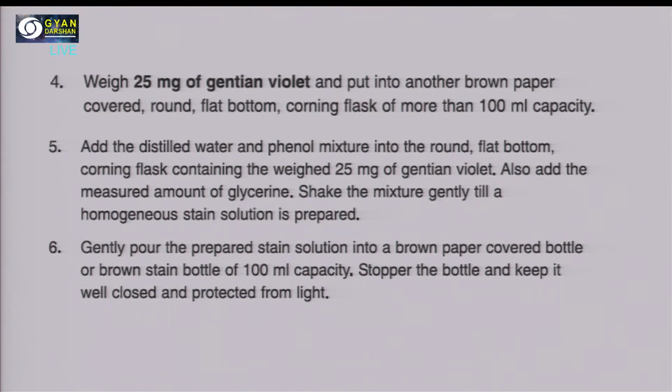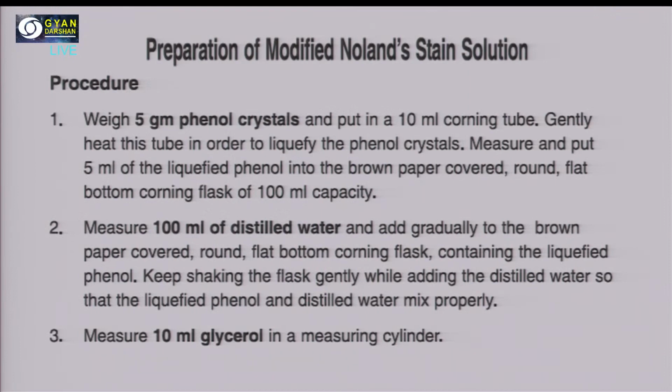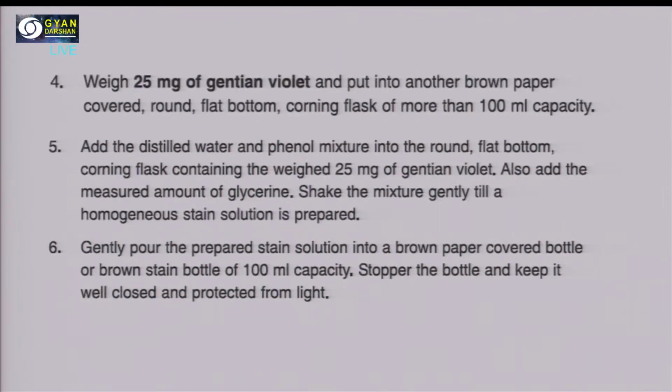Then the phenol crystals which you have already solubilized, or prepared by heating, you add to this 25 mg of gentian violet. Also you add the requisite amount of glycerol that you have already measured. Finally, you gently pour the prepared stain solution into a brown paper covered bottle or brown stain bottle of 100 ml capacity. So basically it consists of a mixture of phenol crystals, water of course, glycerol and gentian violet. Together they make up this Noland's stain solution.